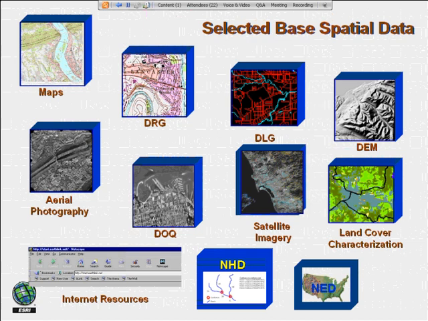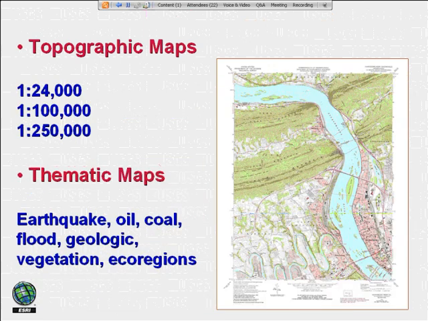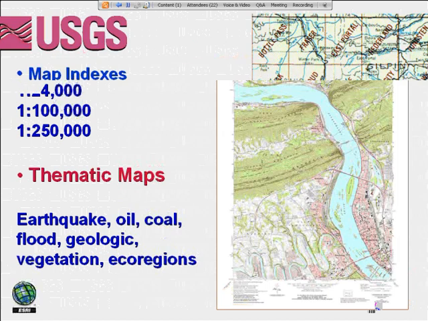Okay, so selected base spatial data. What data sets are out there that I could use inside a GIS? And here are just a few of those right here. Topographic maps, yes. Thematic maps, it's sort of an iffy situation. There are many good paper coal, earthquake, geologic, etc. maps that have been digitized and scanned into a GIS-compatible format. And increasingly, as you are probably well aware, these maps are now made with GIS in the first place. So, of course, they're going to have the spatial data.